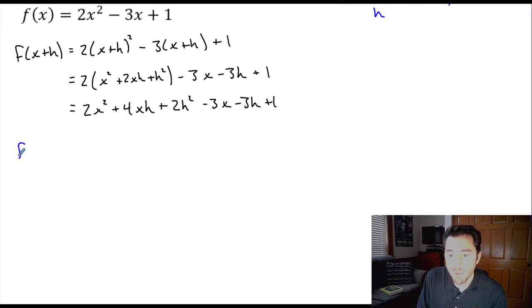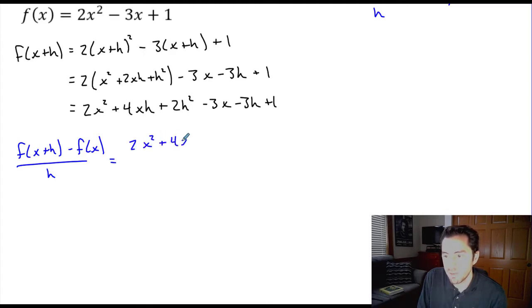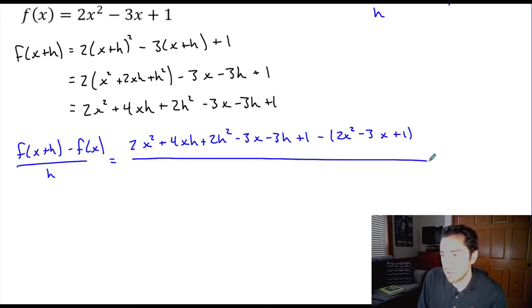Again, our difference quotient is f of x plus h minus the original function, all over h. So let's plug in what we know. We already figured out f of x plus h. It's this big long expression, so I'm going to rewrite all of this. And then from that, we're going to subtract our original function, and I'm going to put it in parentheses so we know to distribute the negative sign. So our original function was 2x squared minus 3x plus 1. And then this whole thing is all over h.